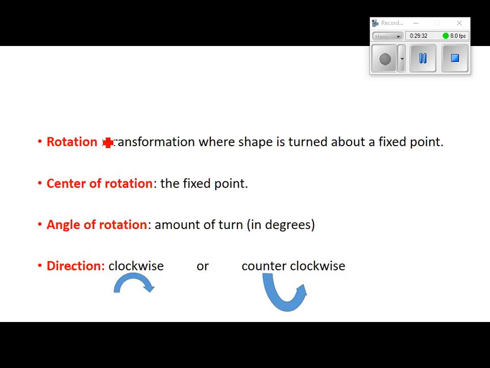When you're doing rotations, you have to have three things for any rotation. You have to have a center of the rotation, an angle of rotation, and a direction. So they have to tell you those things. Normally, the center that we'll deal with the most is 0, 0. So if we're on a graph, the center of rotation will normally be 0, 0. Not always, but most of the time.